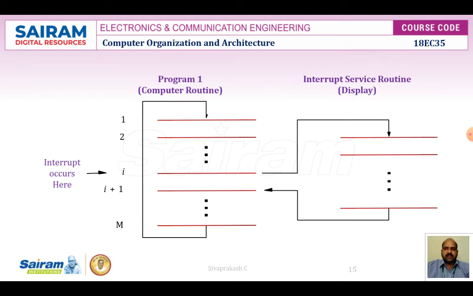For example, we will take one small program, considering a computer and a printer routine. The figure shown here explains the process. Program 1 is a computer routine consisting of instruction lines from 1 to m. In this diagram you can see that the interrupt occurs when the ith instruction is executing.